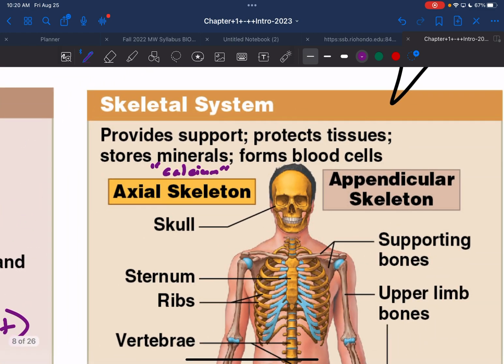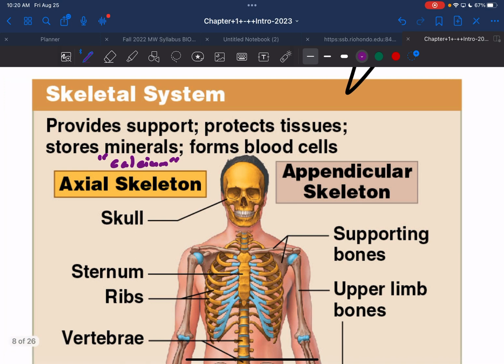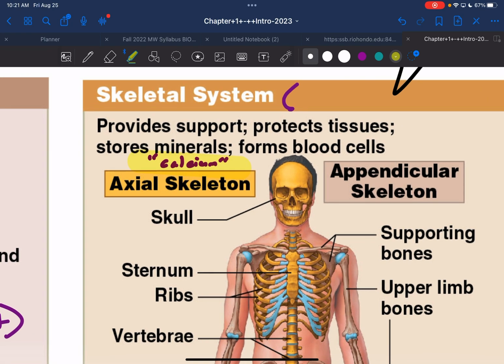Next, we have our skeletal system. And something that I need you all to log away from the very beginning, because it just comes up at the end of the semester, is I want you to tie it with the word calcium. Skeletal system and calcium.